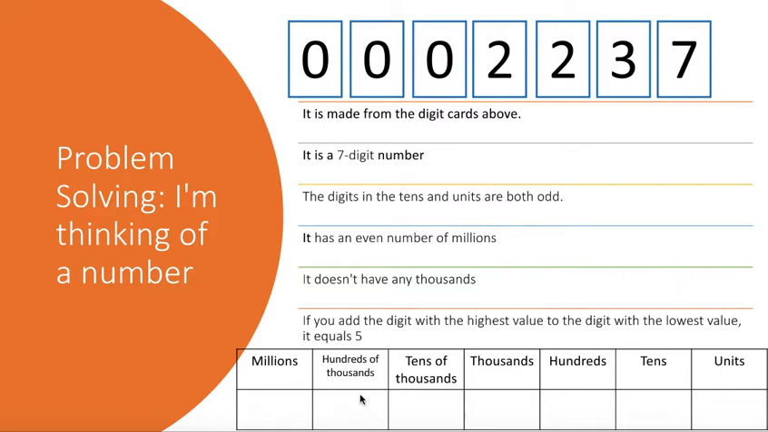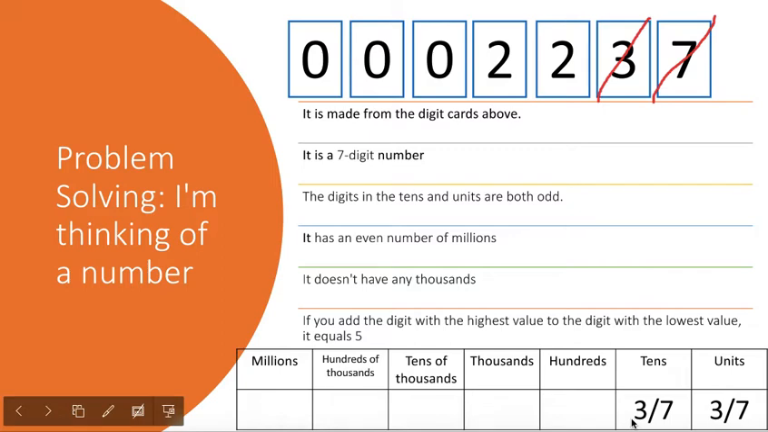Okay, we've got as far as it's definitely a 7-digit number. The digits in the tens and units are both odd. Well, 0, 2, 3, 0 and 2 are not odd numbers. 3 and 7 are odd numbers. So that tells me that the tens has either got a 3 or a 7 in, and the units have got either a 3 or a 7 in. We might have to use some of our later clues to figure out which way round that is.